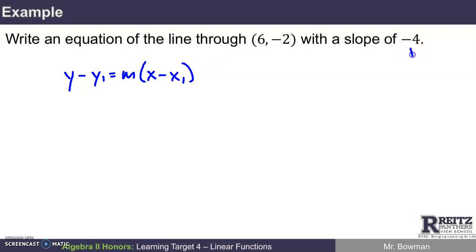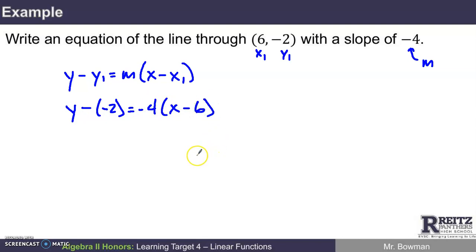And I'll notice that this is my slope, negative 4. And I will choose to call this ordered pair x sub 1 comma y sub 1. All I really need to do is replace those values in the point-slope form equation with their known values. So I'll say y minus the negative 2 equals the slope, negative 4, times x minus 6. Now that technically is an equation for the line.